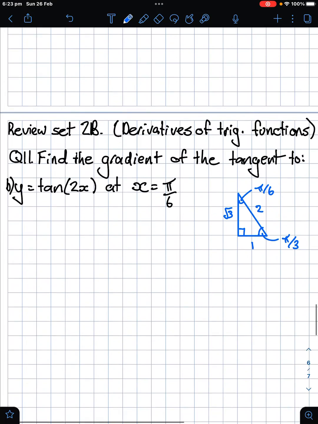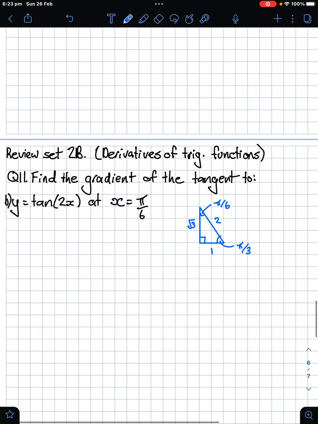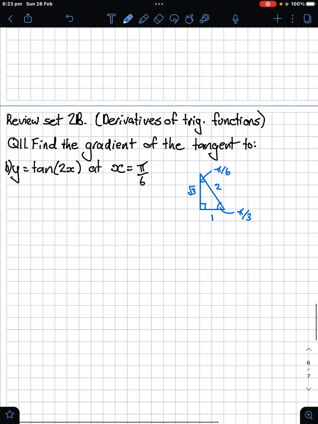Alright, so quickly doing the derivative of this function. This is from the review set. Find the gradient of the tangent to y equals tan 2x at x equals pi on 6. So we're doing our derivative first. So dy/dx. Now this is a chain rule here.